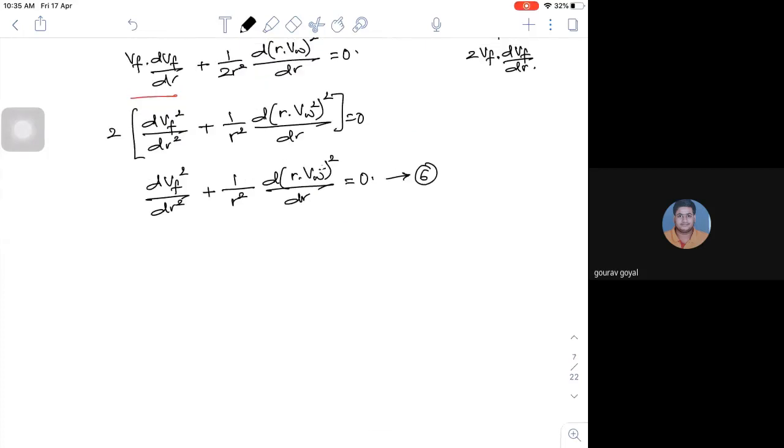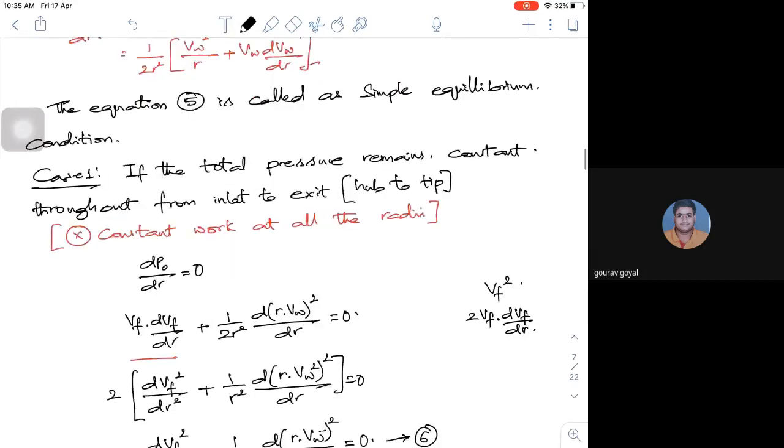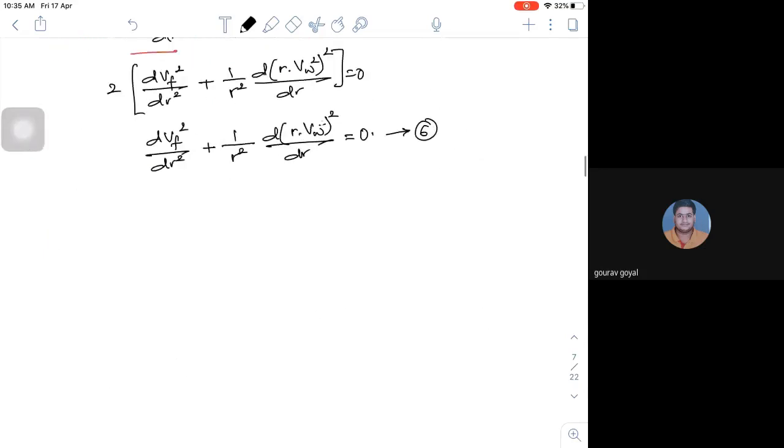Now, then the case 2. Already equation 5 we have derived. We have got this simple equilibrium theory condition. I am trying to show you some of the cases which are very critical and very practical. Case 2: if I am dealing with compressible flows.